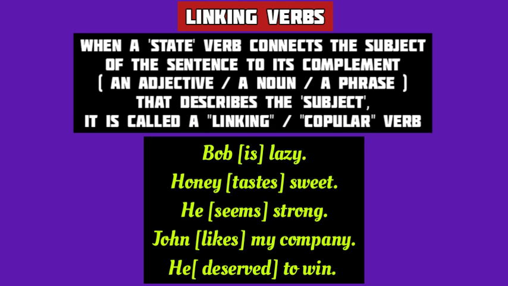Similarly, the stative verb tastes is linking the complement sweet with the subject honey, so it's also a linking verb in the second sentence. Similarly, the stative verb seems links the complement strong with the subject he. In the next sentence, likes is a state verb which links the complement my company with the subject John. And in the last example, the state verb deserved is connecting the phrase to win with the subject he. So no doubt all these stative verbs are also linking verbs.